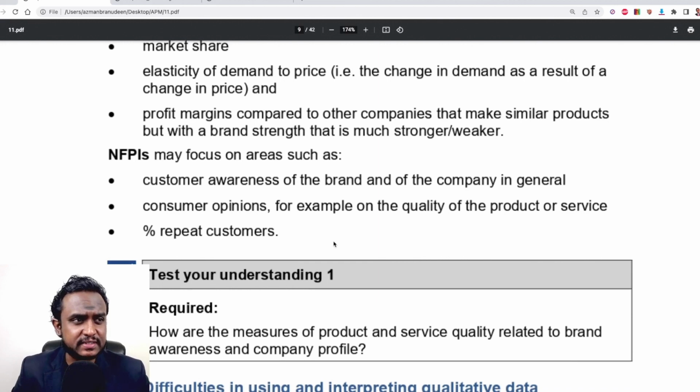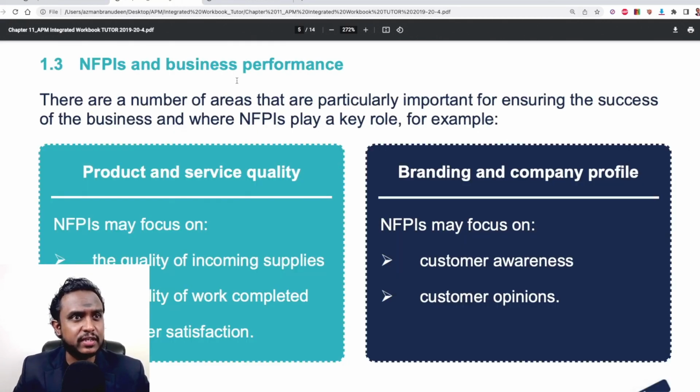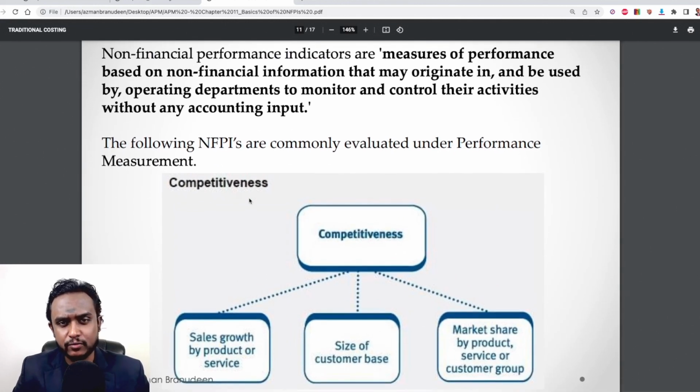So these are just a few examples of how NFPIs are looked at in the context of different segments. We looked at HR, we looked at brand awareness, we looked at product and service quality. But to give you an additional view, it's quite general, right? Because what you can do is segregate an important area from your business, like competitiveness here. And for each of those areas, you can come up with any number of KPIs as you prefer, as long as it's relevant.